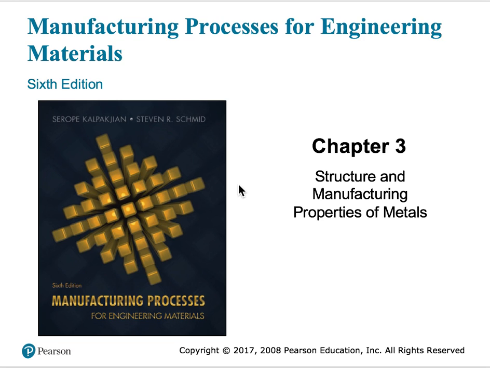So in this lecture, we are going to be talking about the structure and manufacturing properties of mainly metals. And so, why do we want to talk about that? As I explained to you in the class, the reason is because the structure and properties of these materials is going to define the manufacturing process. So, if you know the properties, then you can define your manufacturing process.